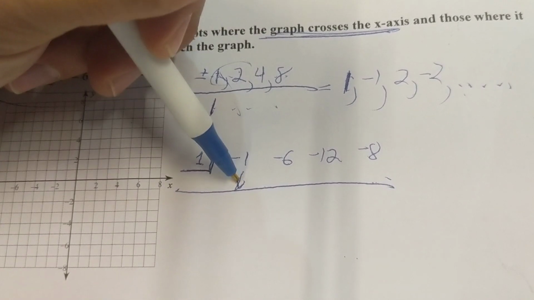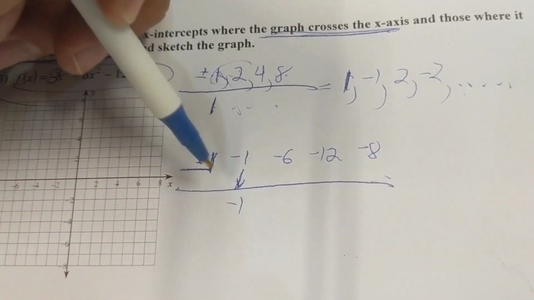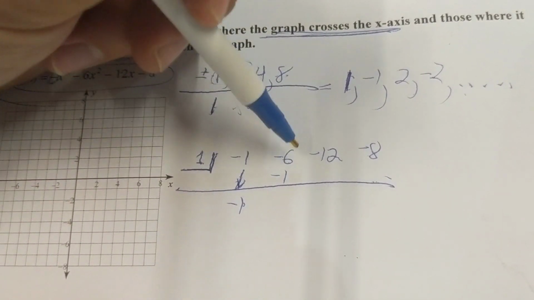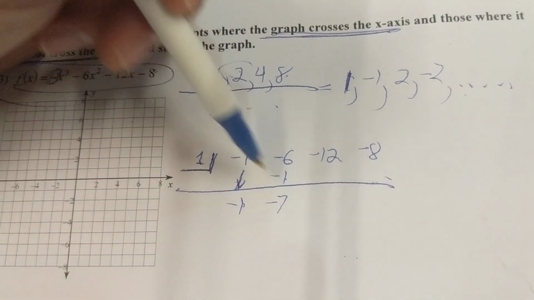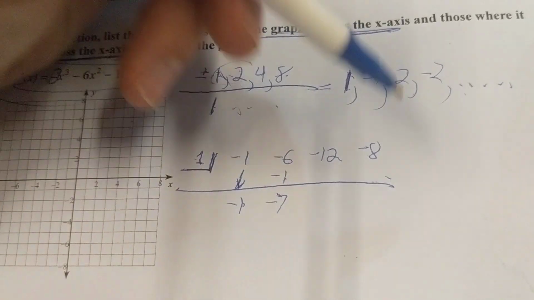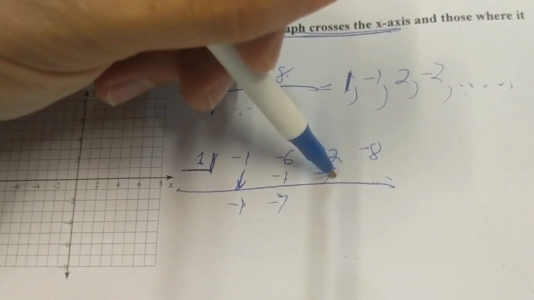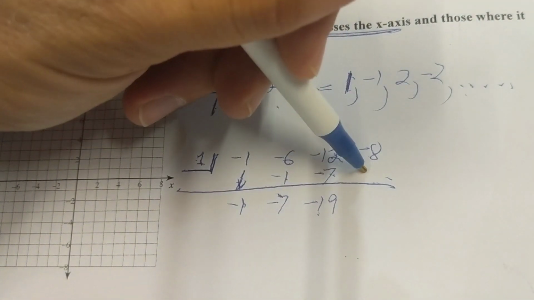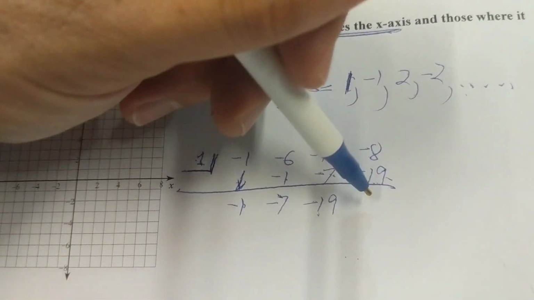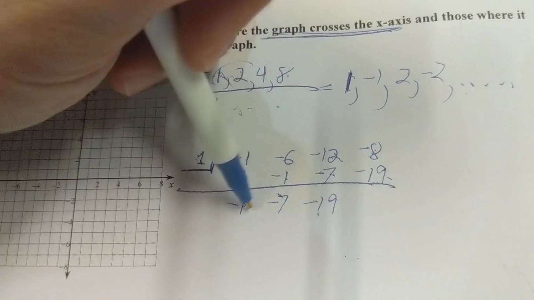Dropping that down, let's see here. Negative 1 drops, and then we have 1 times negative 1 is negative 1. These add up to be a negative 7. Negative 6 and negative 1 make negative 7. Then times that, that's negative 7. Then add that up. What is that, negative 19 or something? Times 1 is negative 19 still. This does not make 0, because these won't add up to 0.